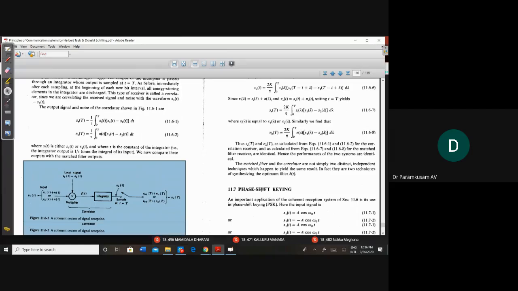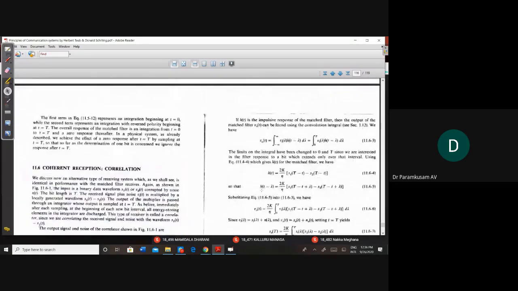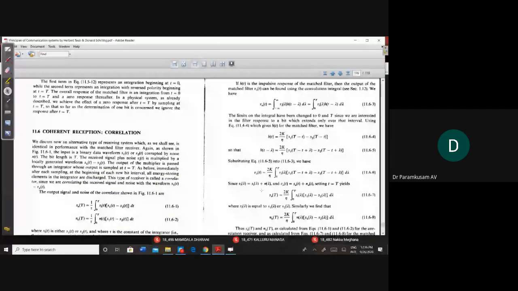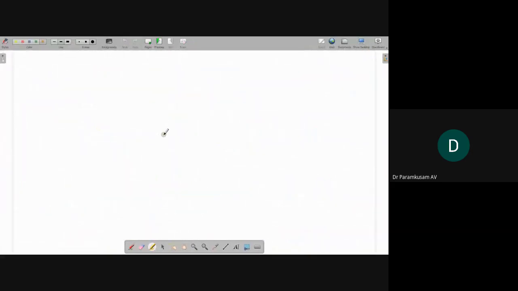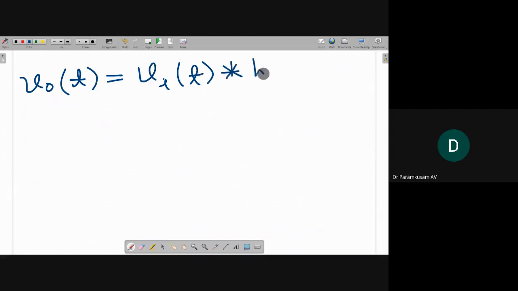Now we see, you know that if h of t is the impulse response of the matched filter, then the output of the matched filter, v naught of t, is given by Vi of t star h of t. No?